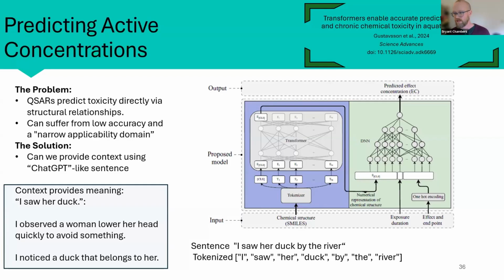Here, context provides meaning. So treating the chemical structures, the SMILES, as sentences, essentially, I can say a phrase, "I saw her duck." If you do not have enough context on that, you would understand this to be, I observed a woman lowering her head quickly to avoid something, or I noticed a duck that belongs to her. So we have to tokenize this, break it into parts, and put it into the larger context of what's happening. "I saw her duck down by the river." There's still not sufficient context here. That sentence could be mapped to a multitude of things.